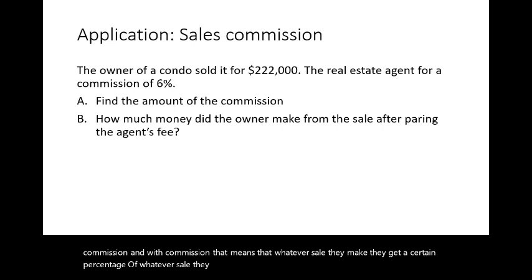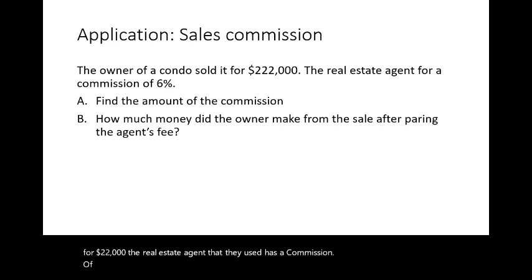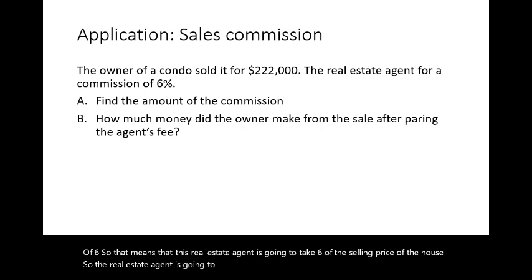So let's say that the owner of a condo sold that condo for $22,000. The real estate agent that they used has a commission of 6%. So that means that this real estate agent is going to take 6% of the selling price of the house, 6% of that $22,000. And that is going to be what they take home as their pay.